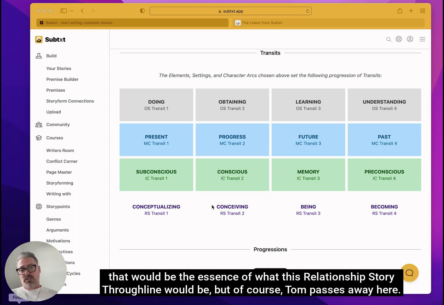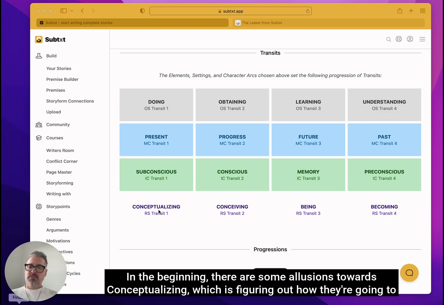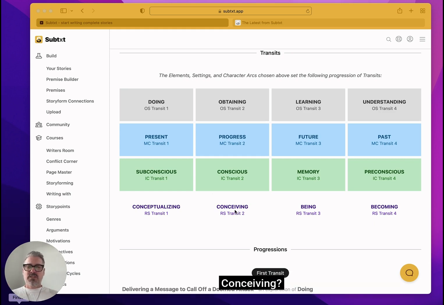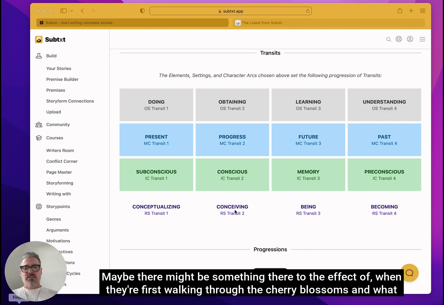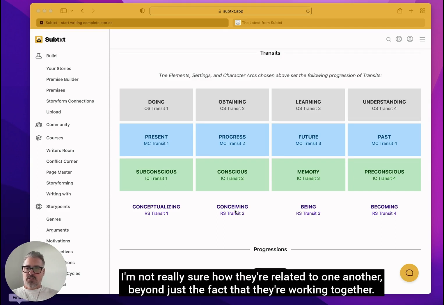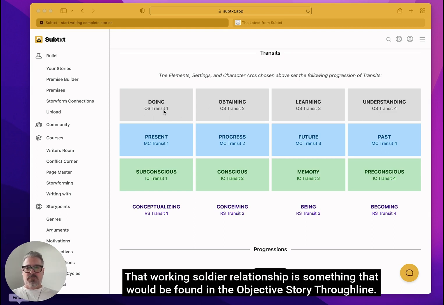But of course, Tom passes away here. In the beginning, there are some allusions towards conceptualizing, which is figuring out how they're going to get across and what kind of plan they're going to take on. Conceiving, maybe there might be something there to the effect of when they're first walking through the cherry blossoms and what that is, but there's really no development of their relationship. I'm not really sure how they're related to one another beyond just the fact that they're working together. That working soldier relationship is something that would be found in the objective story through line.